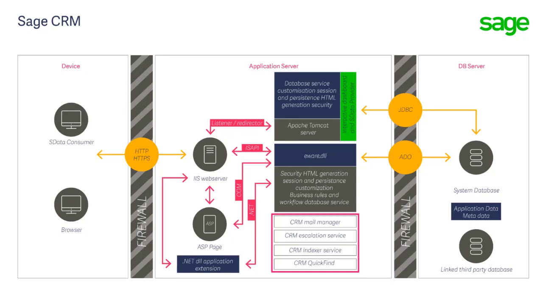So the Apache Tomcat was added in from version 7. It represents the direction of travel. So any new feature, for example, is really working around the Apache Tomcat and Java technologies. Things like the integration with MailChimp, for example, work on that basis. Now, we're still going to be driving the main interface through the eWare DLL.